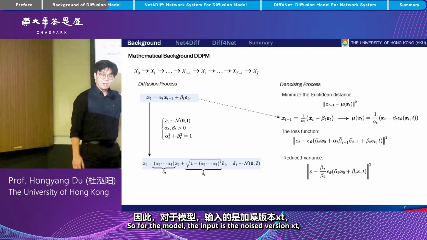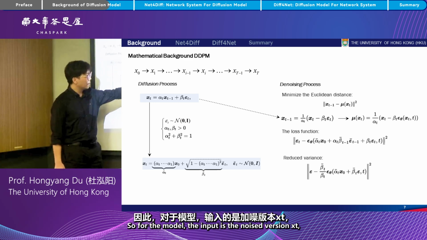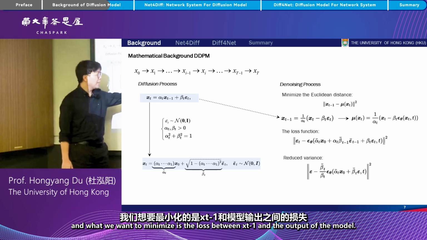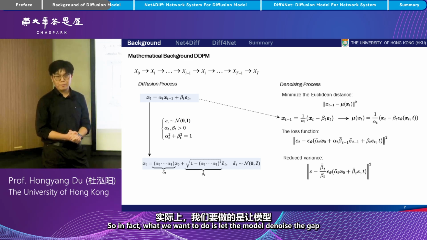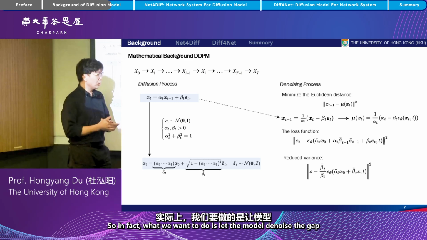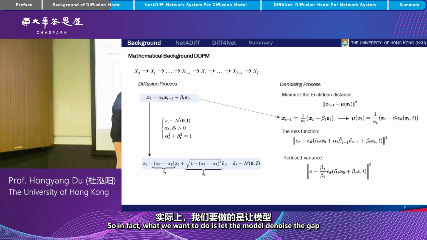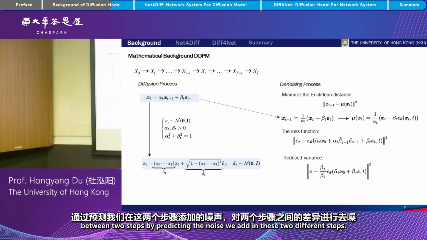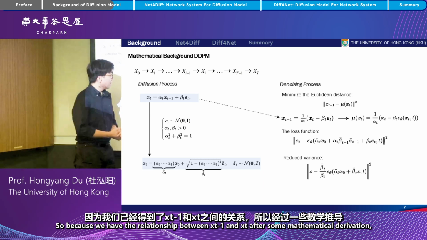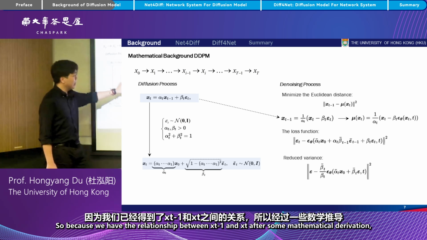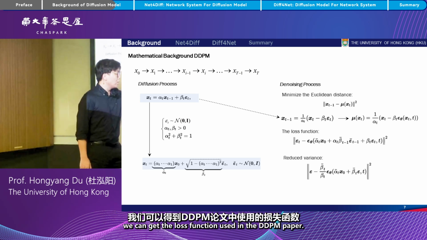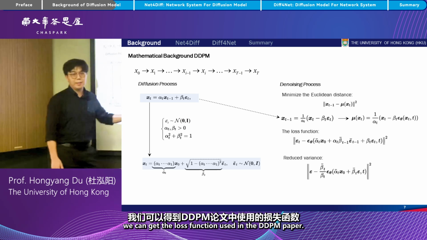So for the model, the input is the noised version, xt, and what we want to minimize is the loss between xt-1 and the output of the model. So in fact, what we want to do is let the model denoise the gap between two steps by predicting the noise we add in these two different states. So because we have the relationship between xt-1 and xt, after some mathematical derivation, we can get the loss function used in the DDPM paper.